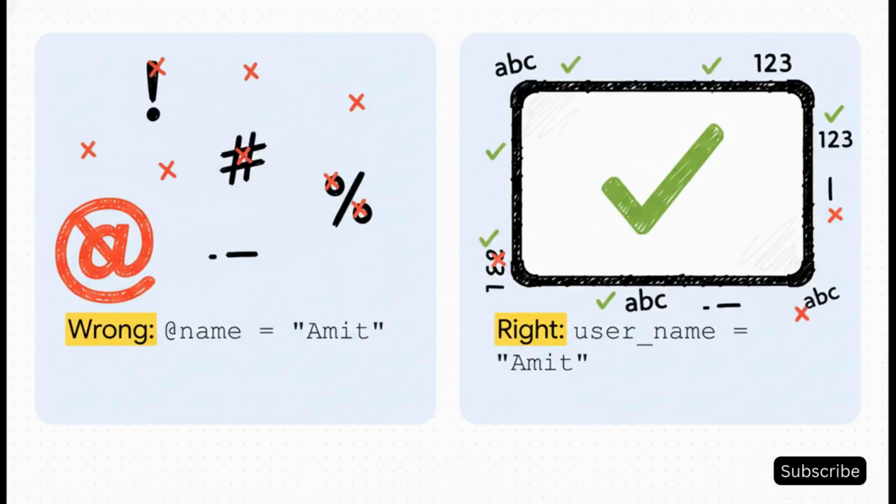And then there's mistake number 3, getting fancy with special symbols. I'm talking the @ sign, hashtags, % signs. Just don't do it. Python uses those symbols for other important stuff. The rule here is super simple. Just stick to letters, numbers, and the underscore. That's your safe zone. Anything else, it's just not going to work. So forget @name and go with something clear and correct like user_name.